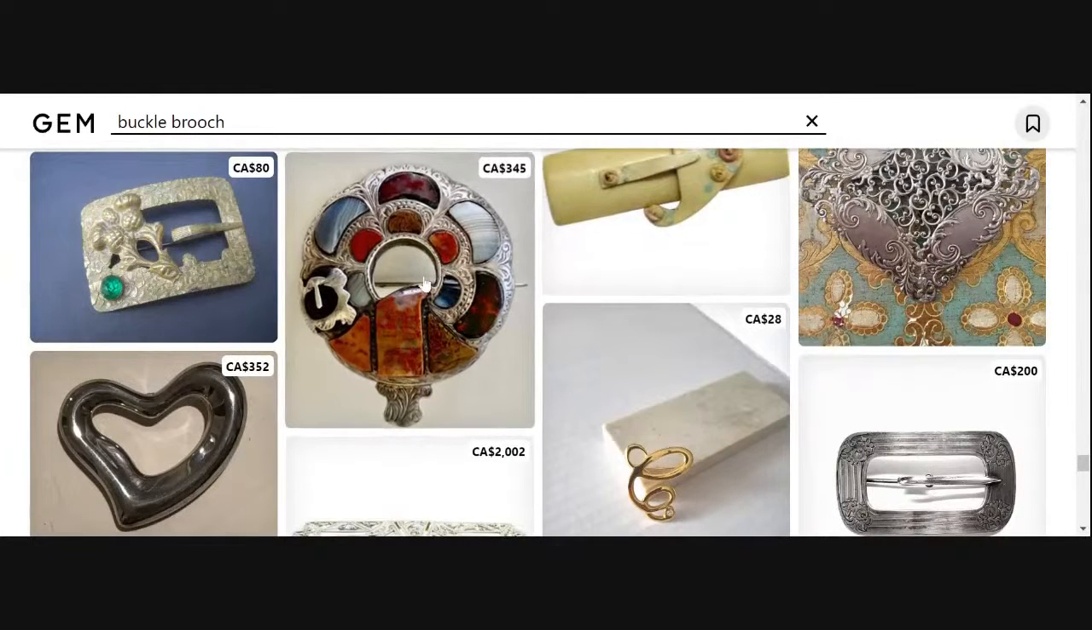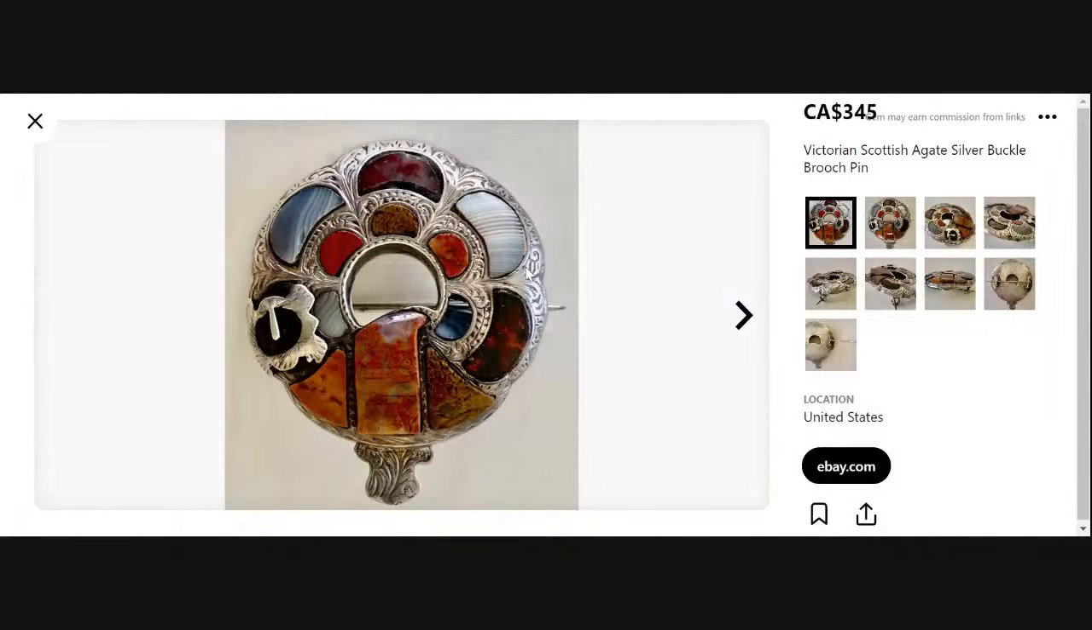And then I think we are going to click onto this one. So this is a beautiful Victorian example. We've got some Montrose agate as well as a variety of different jasper as well. Looks like this one's available on eBay.